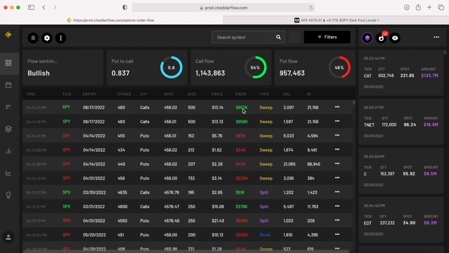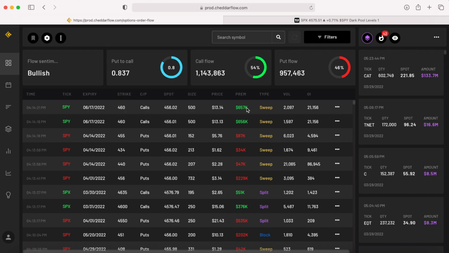But basically $657,000 was put into a 460 call at the price of 456. So this person's betting that it's going to hit 460 within this time, relatively speaking, the time of June 17th of 2022, because that's the expiration. So super basics right there. They bought it. This is an out of the money call, by the way, because they bought it at 456 when the price of SPY was at 456. They took the out of the money call for 460.